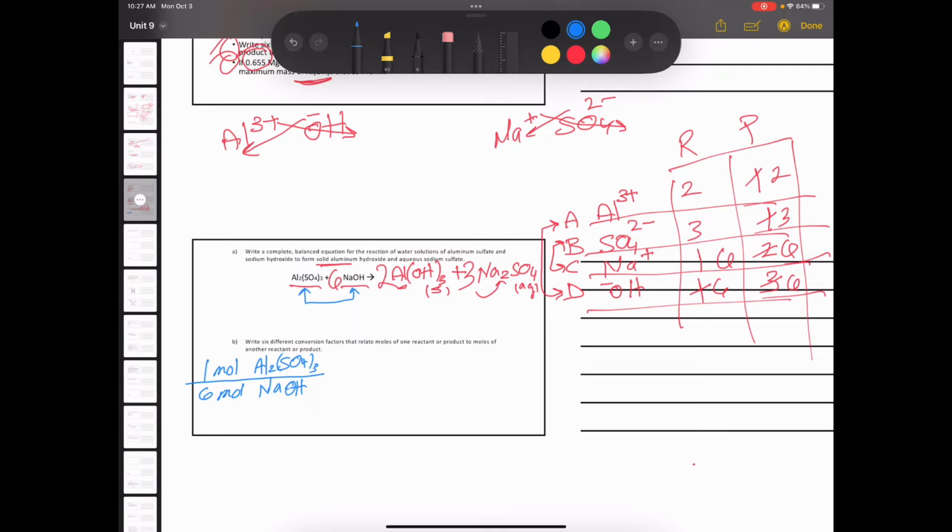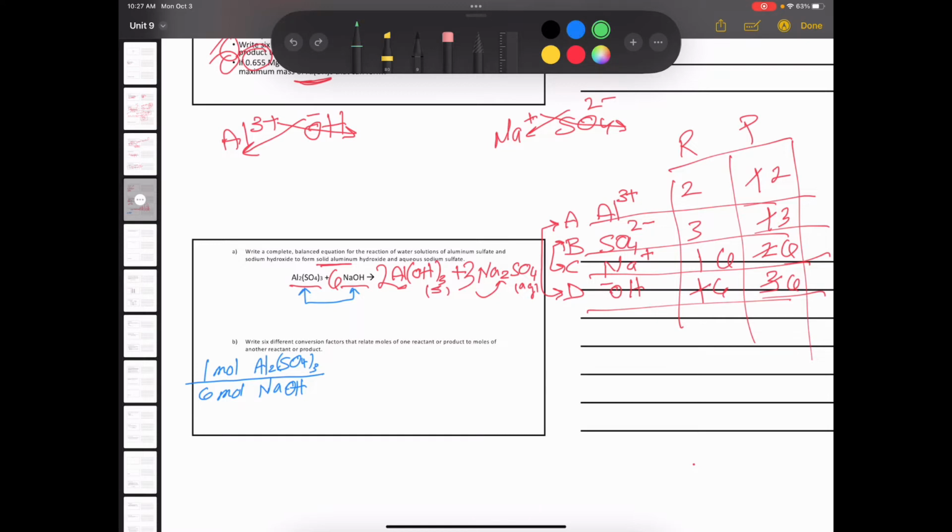So now if I have an X amount of Al2(SO4)3, and I'm trying to find out how much NaOH I will need for this reaction to be completed, I can use this relationship to do the conversion, okay? So that is my first conversion. Okay, let's do the other one.